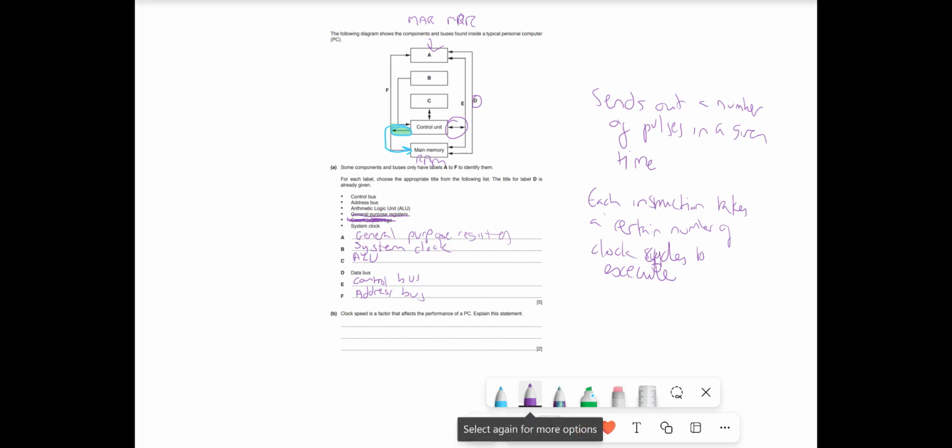I haven't mentioned anything about the advantage of increasing clock speed yet. All I've said is clock speed is the idea that it sends out a number of pulses in a given time. Each instruction will take a number of clock cycles for it to be executed completely. Now, the higher the frequency, so the higher the clock frequency, as in the more pulses, the shorter the time for execution.